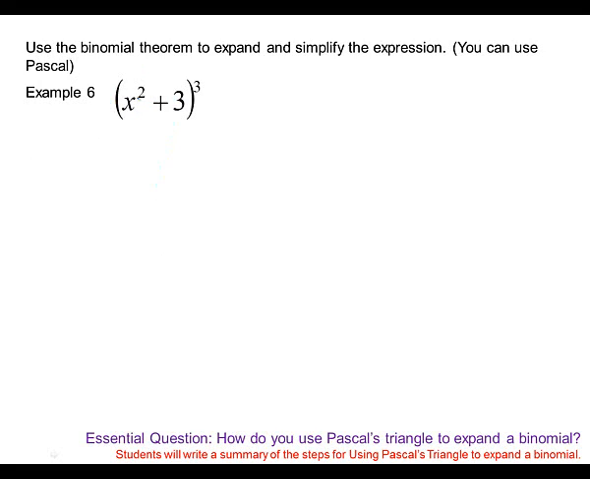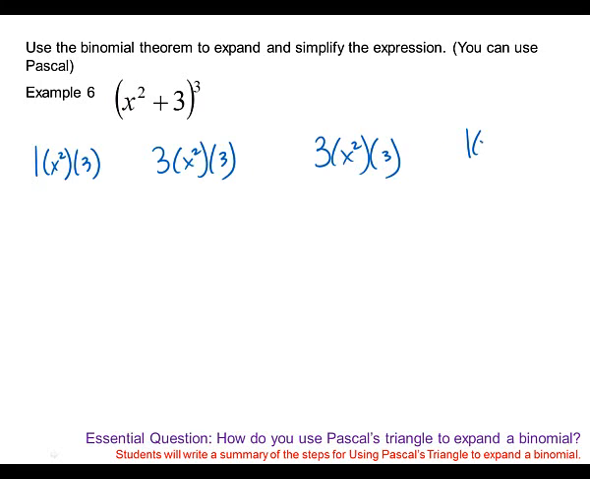So we've got, notice the x is squared, so that makes it a little bit weird. What's the third row of Pascal? 1, 3, 3, 1, right? So I'm going to write x squared and 3, and x squared and 3, and x squared and 3, and x squared and 3. All right, what exponent's going to go on the first x squared? 3, 2, 1, 0. What exponent's going to go on this 3 at the right? 3, 2, 1, 0.